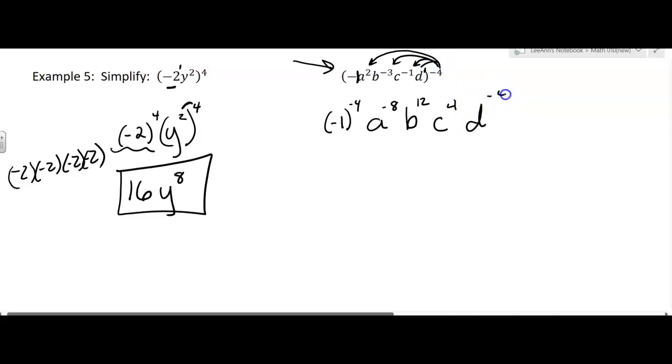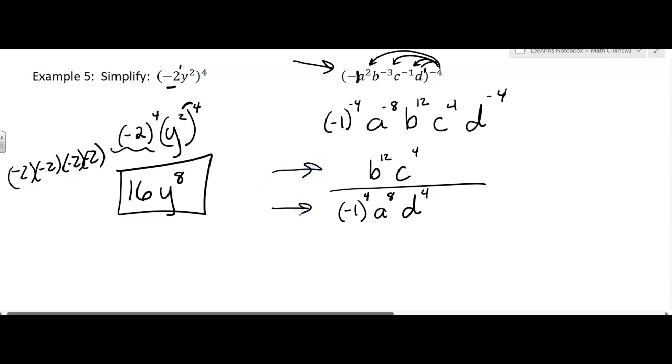Now I could say, well, anybody that's a negative exponent, move. So go downtown. All right, so I have b to the 12th and c to the 4th in the numerator. And then I have this -1 to the 4th. Now, we don't have to really worry about that, but we'll talk about that in a minute. A to the 8th and d to the 4th go in the denominator. Which, by the way, when we're doing our variables and they're being multiplied like that, you put them alphabetically. So B is before C and A is before D.